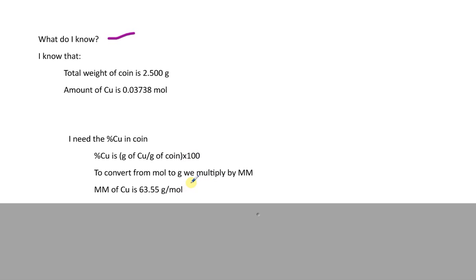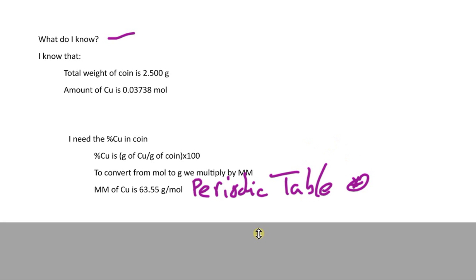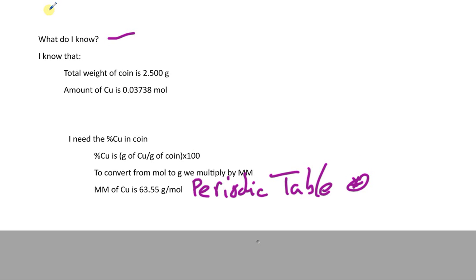Well, I get it from the periodic table. So there are a lot of tools that we are going to be using all the time that are going to be very useful. So we know all of these, and we think we have everything here.